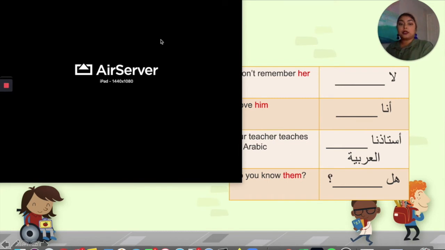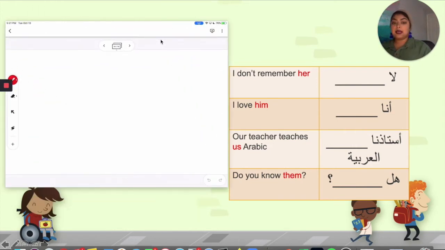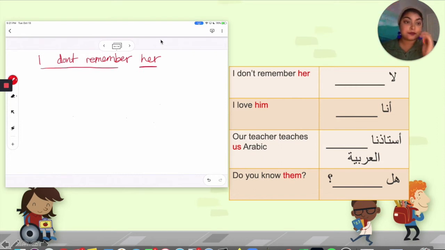Okay. So let's look at the first one. I don't remember her. So I don't remember, and here's your object, her. So anytime we make it negative, we put la. And then, so now we have the don't part is done. Remember, you have to do the verb remember, and it's conjugating for ana, for I. So that means it has to start with the alif hamza because I'm the one who doesn't remember.